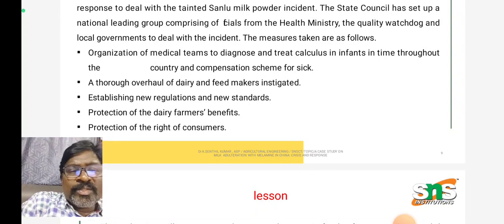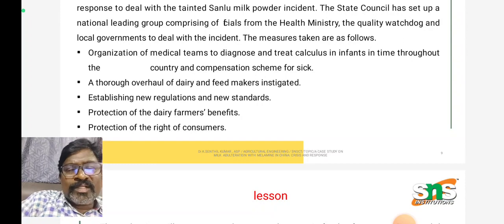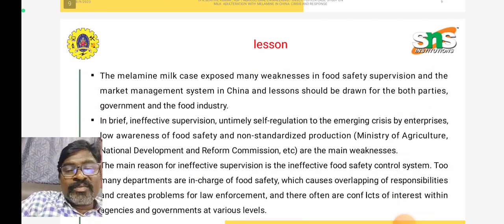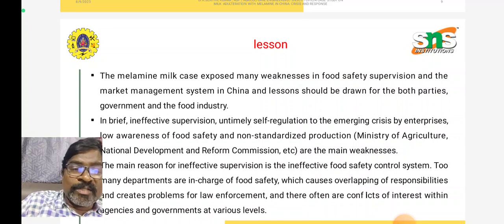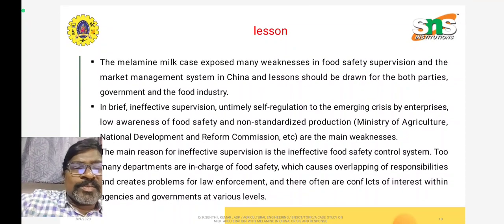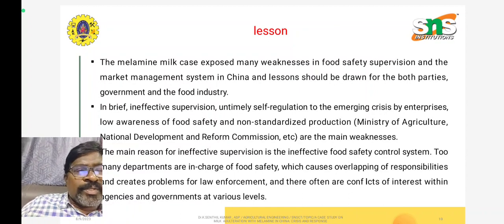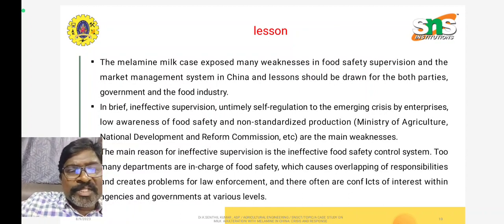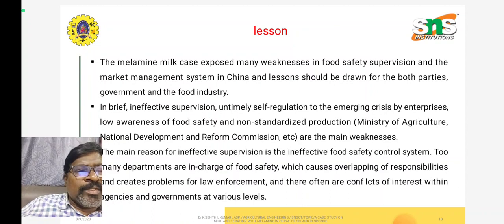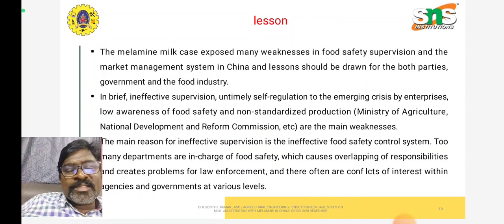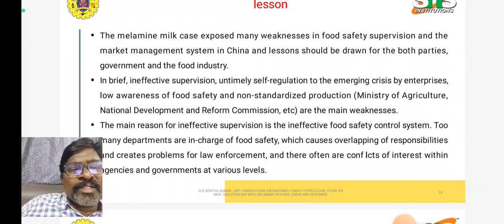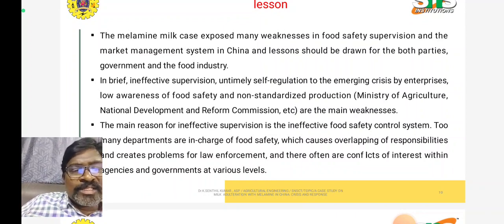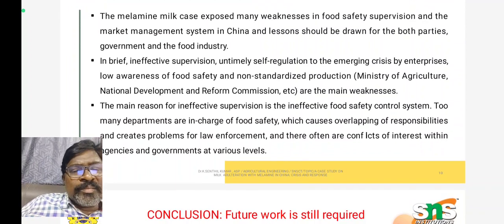Establishing new regulations and new standards for milk. Protection of the dairy farmers' benefits. Protection of the rights of customers. So, the lessons we learn from this adulteration of milk with melamine. The melamine milk case exposed many weaknesses in food safety supervision and the market management system in China. Lessons should be drawn by both parties, that is the government as well as the food industry. In brief: ineffective supervision, untimely self-regulation by enterprises in response to the emerging crisis, low awareness of food safety, and non-standardized production. These are the main weaknesses.